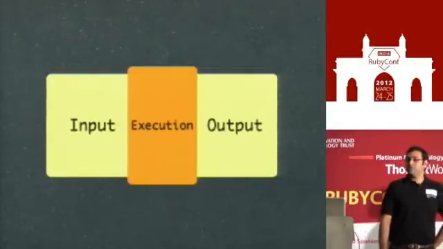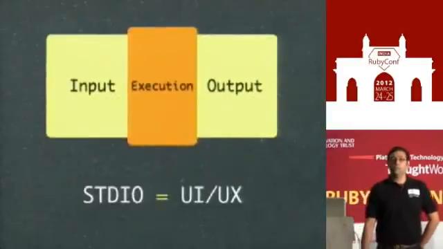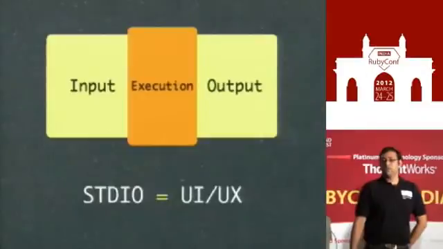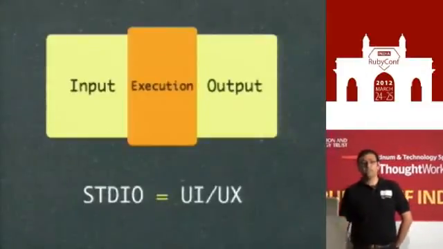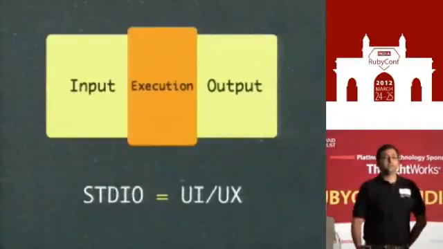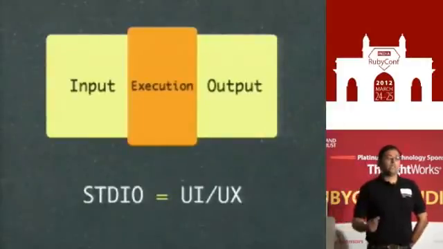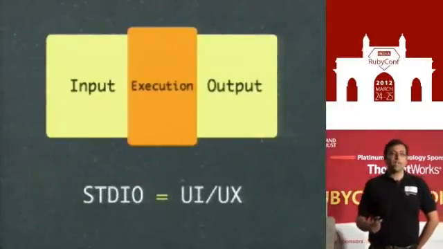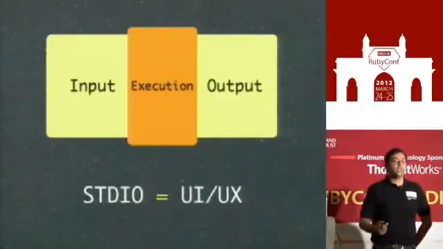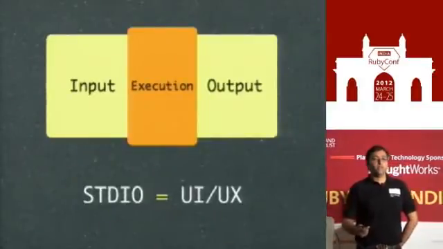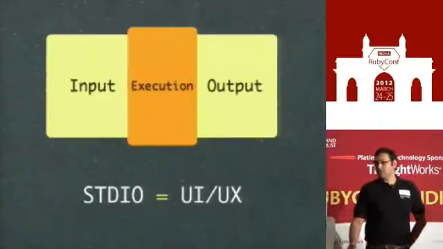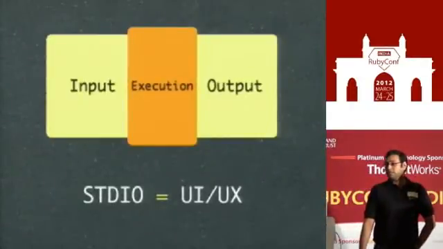The difference is that in a command line app, your standard input and output is the UI or the UX, which is good because it gives a very limited surface. There is only a very small manipulation that you can do on the command line with only strings. So you have to really think about how you will make it more usable for your users. So that's STDIN is UI UX.